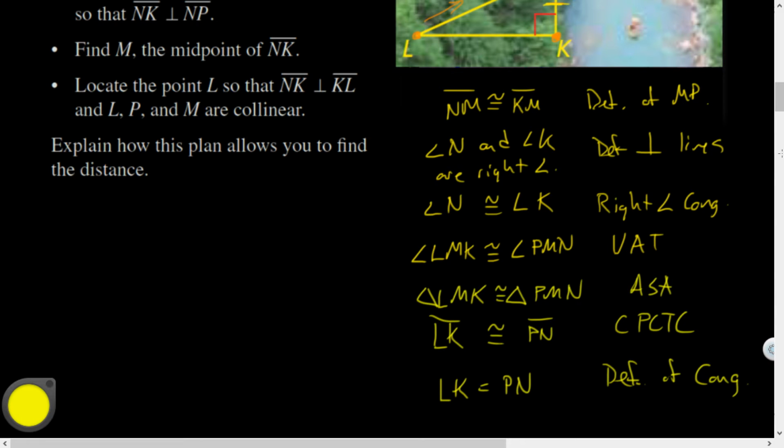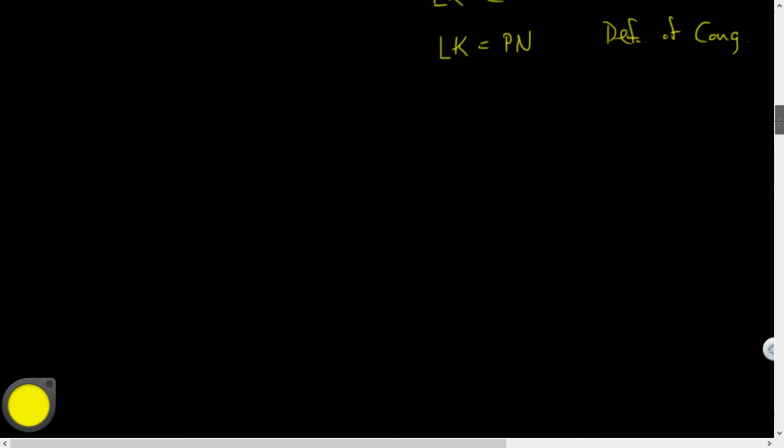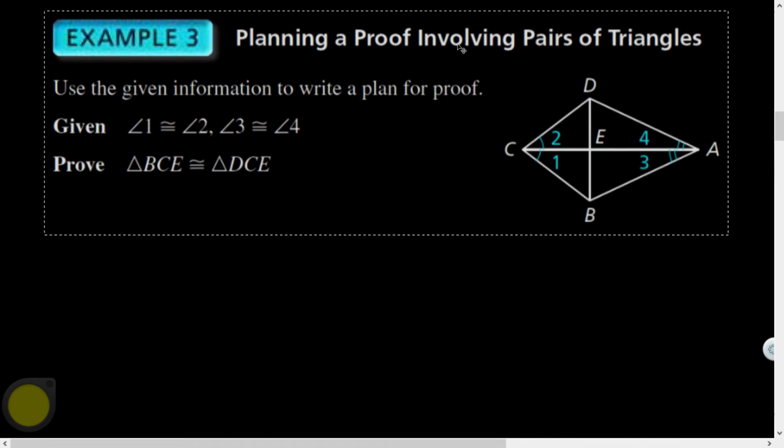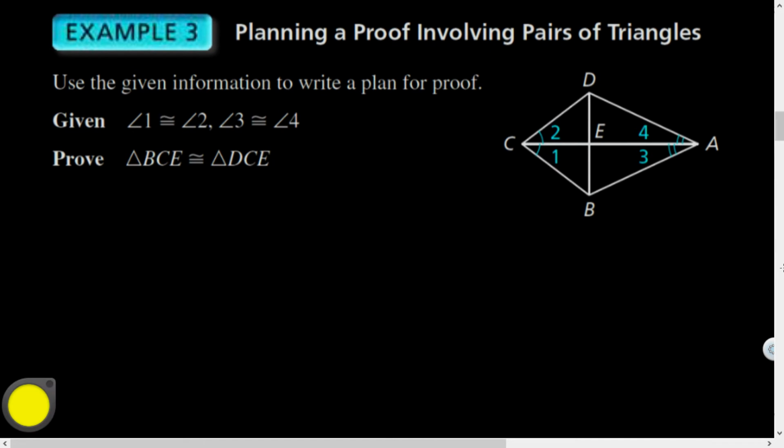How are you guys feeling with proofs? Like, scale of 1 to 10, where are we at? We're getting there though, right? We've come a long way, friends.